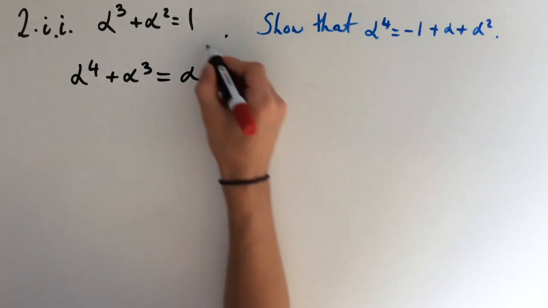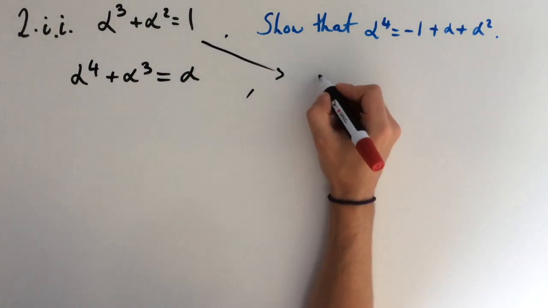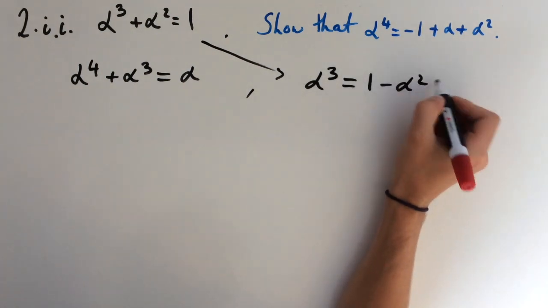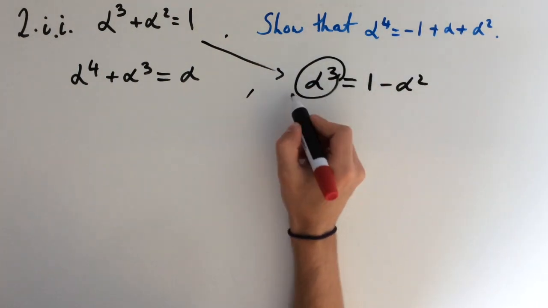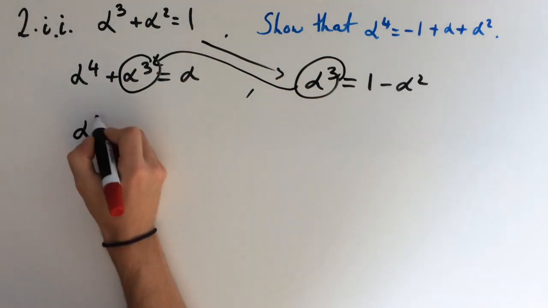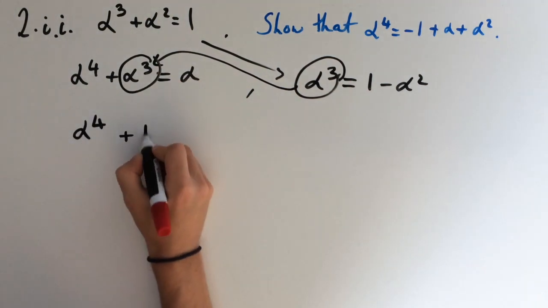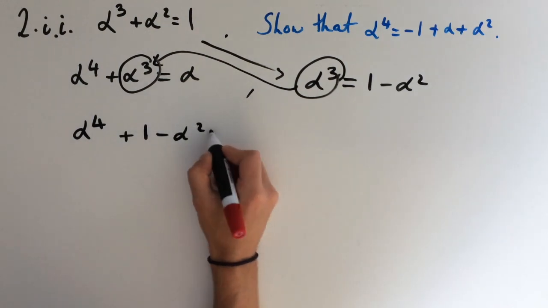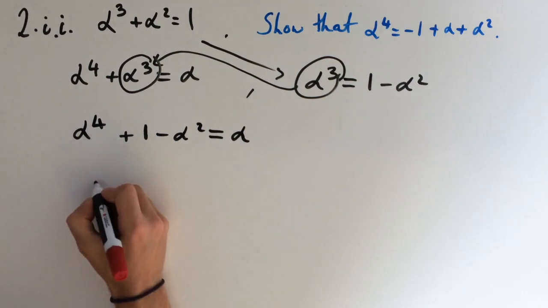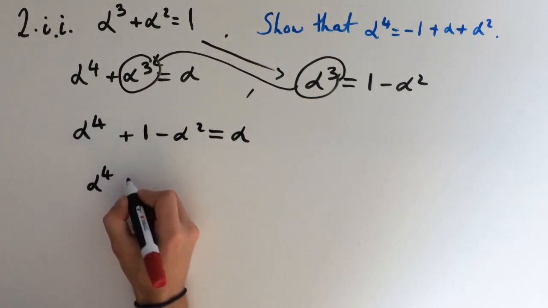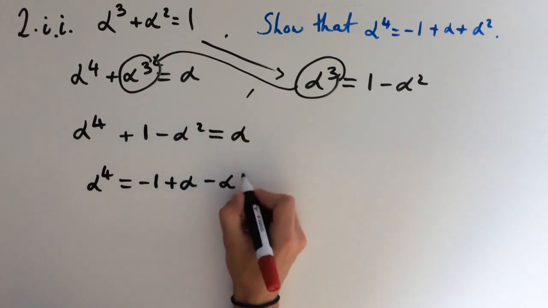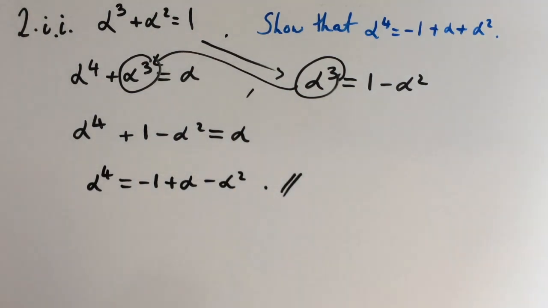And now we can rearrange the original equation in terms of alpha cubed, so alpha cubed equals 1 minus alpha squared. Now we want to substitute this in for alpha cubed right here. So we're going to get alpha to the power of 4 plus 1 minus alpha squared equals alpha. Our last step is to rearrange for alpha to the power of 4, and we'll get alpha to the power of 4 equals minus 1 plus alpha minus alpha squared. So there you go.